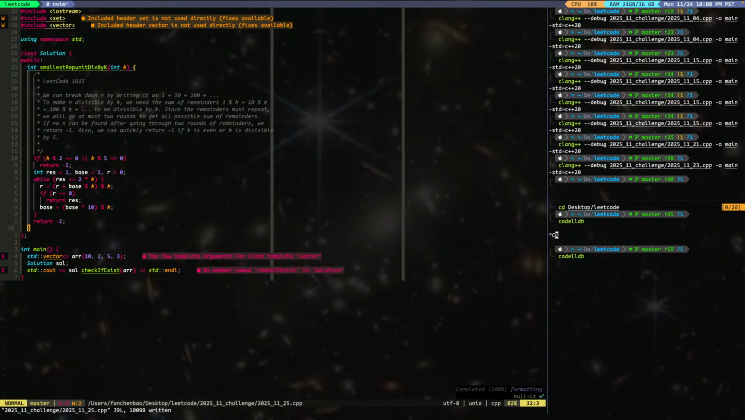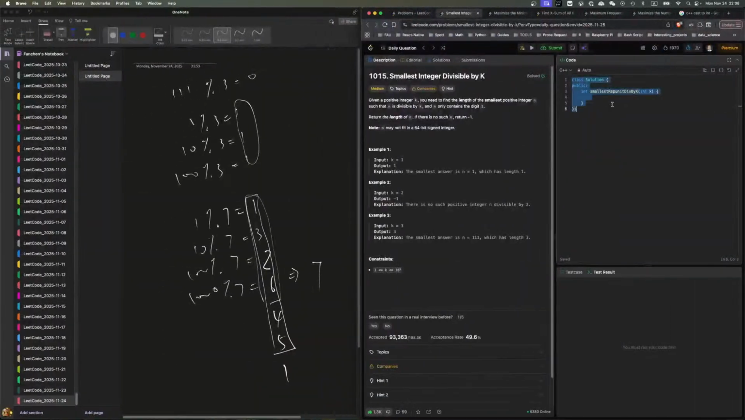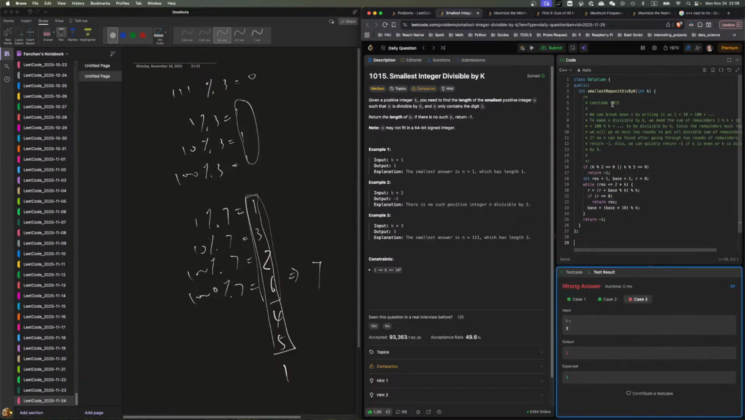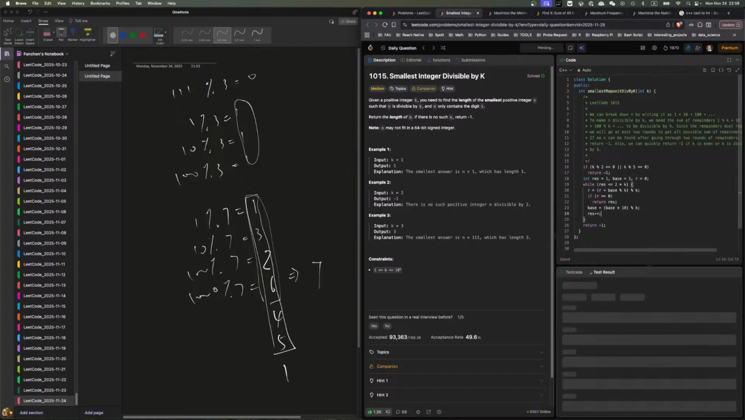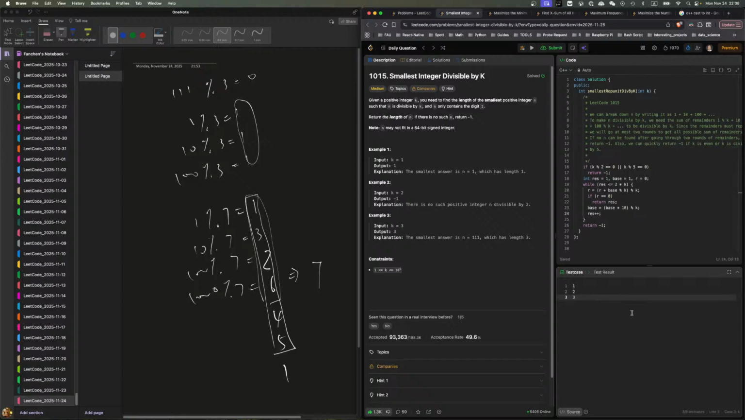All right, let's see if this one works. So we try. Doesn't work. Output 1. Oh, I think I forgot to res plus plus. My bad. So res plus plus. All right, let's go.